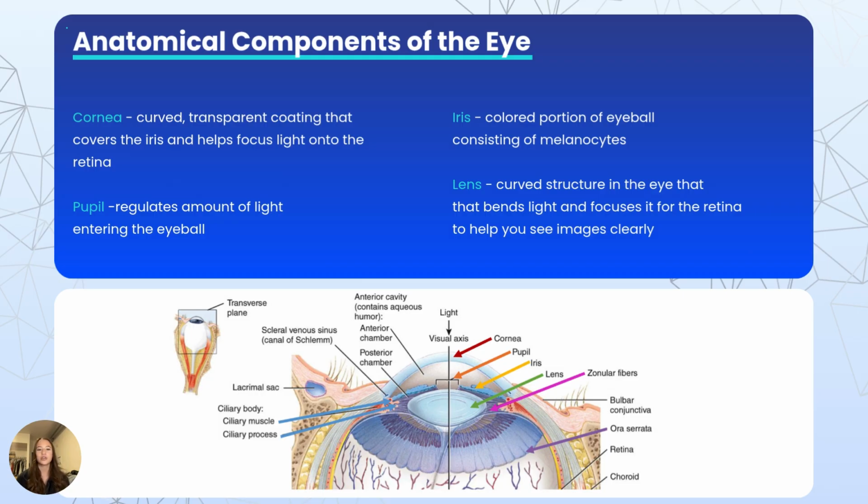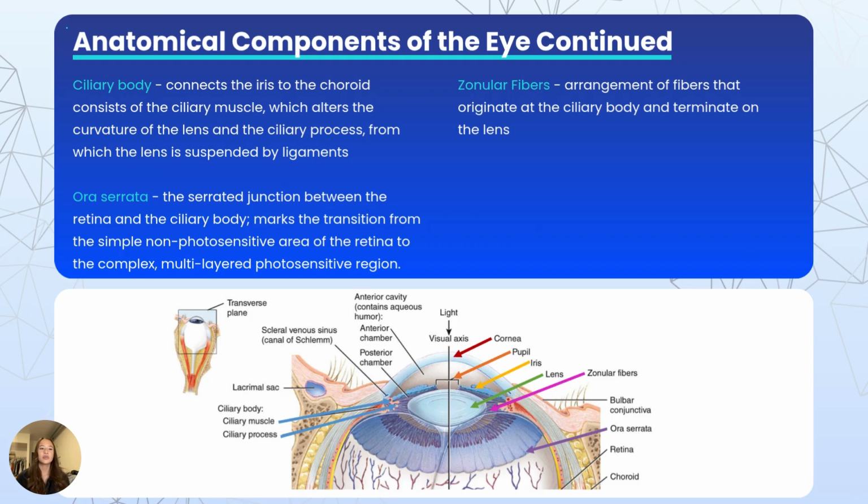the iris, which is the colored portion of the eyeball consisting of melanocytes, the lens, which is the curved structure in the eye that bends light and focuses it for the retina to help you see images clearly, the ciliary body, which connects the iris to the choroid, and it consists of the ciliary muscle, which alters the curvature of the lens, and the ciliary process, from which the lens is suspended by ligaments.